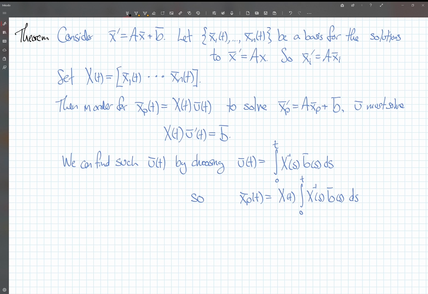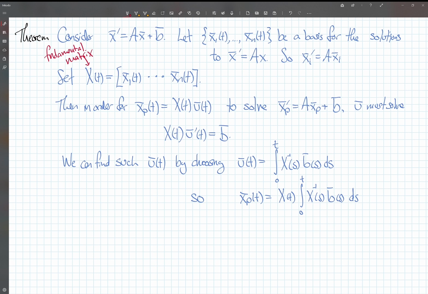The first thing you do is you solve the associated homogeneous problem. Now, if A is an n by n matrix, we're going to get n solutions. Then what you do is you take those solutions and you throw them all into a matrix. This matrix is sometimes called the fundamental matrix of the system. It's a matrix whose columns are solutions of the associated homogeneous problem.